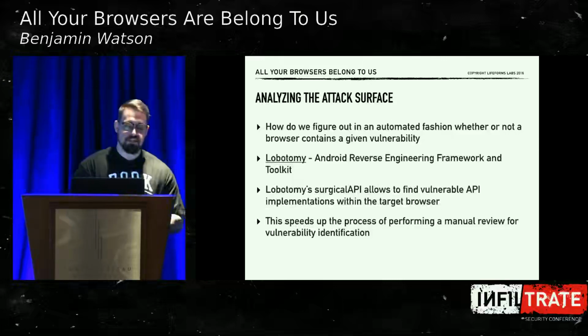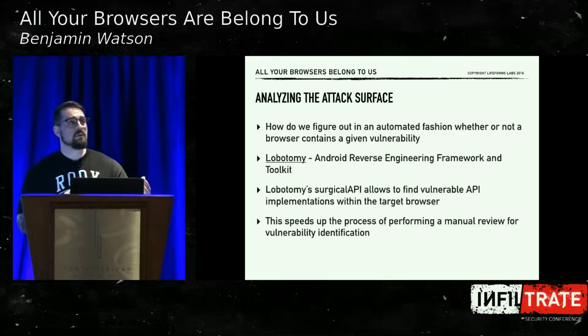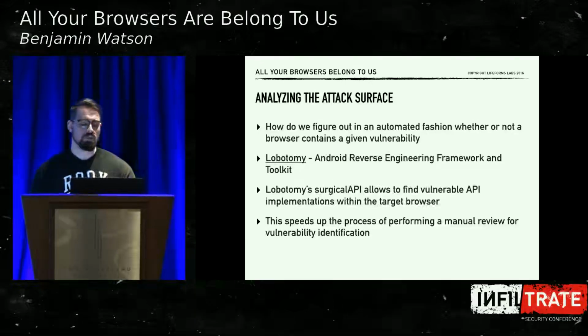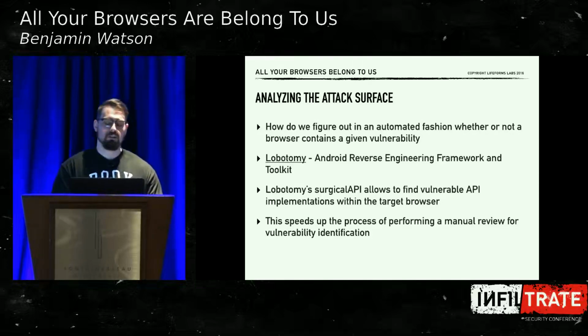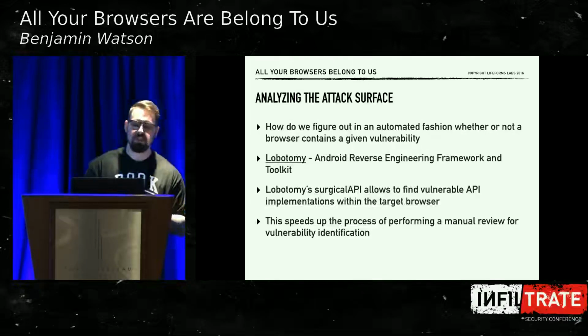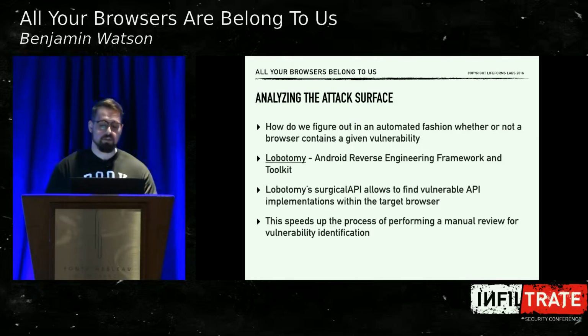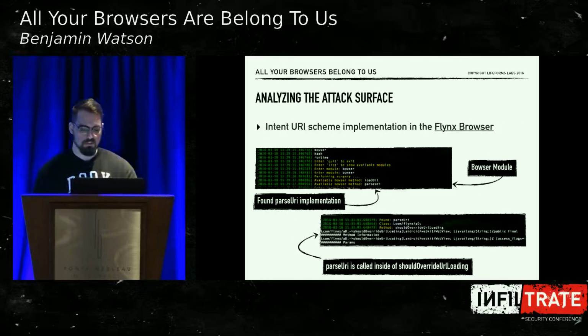All right, so how do we analyze the attack surface? Initially when I went out and started researching all these browsers, I was looking at like 20 or 50 at a time on the Google Play Store, and I needed a way to just automate consuming those browsers and looking for these vulnerable API implementations. So this is the whole reason why I wrote Lobotomy. Lobotomy comes with something called a surgical API, and it will go through and look for these vulnerable API implementations in the target browser. It'll get you to the location in code, and that essentially sped up the process of manually identifying whether or not a given vulnerability exists.